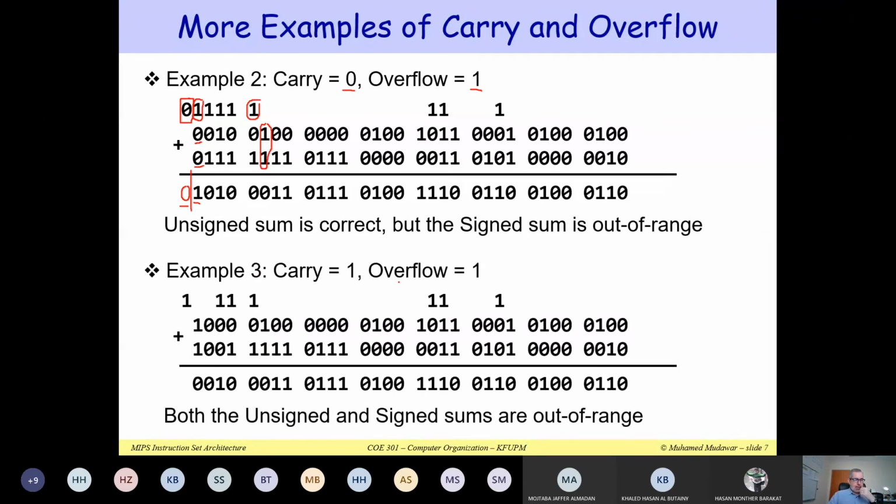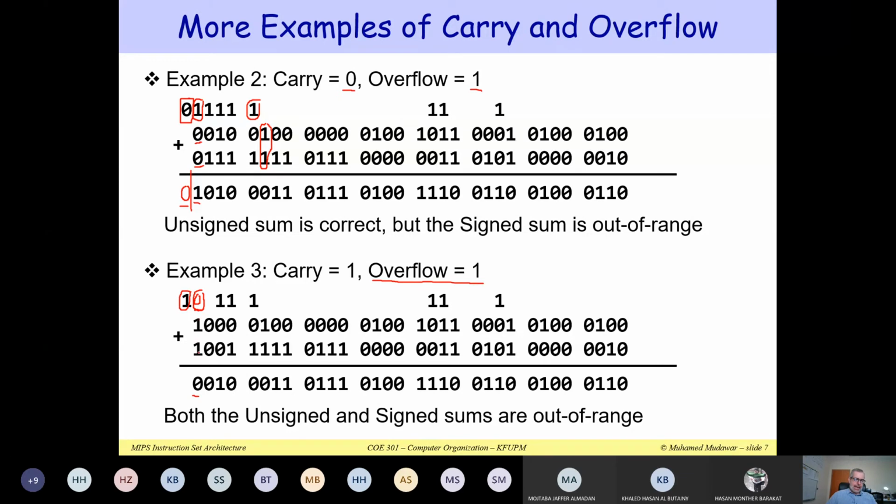Here's a third example. Let me just stop here because I'm running out of time. In this example, clearly you can see that we have a carry and we have overflow. Notice that 1 plus 1 here is a 0, and there is a final carry. Notice that there is no carry here. So 0 plus 0 equal to 0, there is no carry. So the carry on the most significant bit is 0, which is different from the final carry. Because the last two carries are different, this is an indication of overflow.